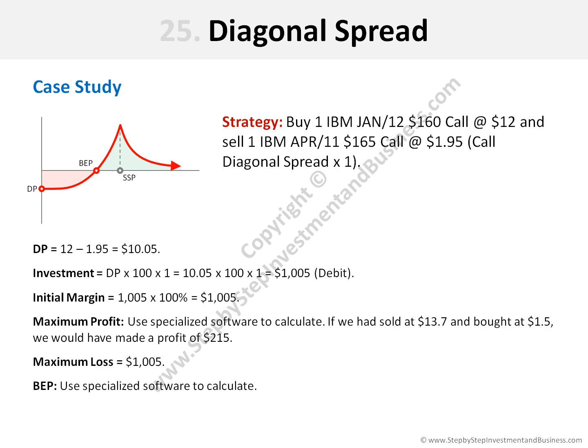The maximum profit we can make must be calculated by using specialized software. If we had sold at 13.7 and bought at 1.5, we would have made a profit of $215. On the other hand, the maximum loss that we are exposed to is equal to $1,005, that is, the total debit paid. Regarding the break-even point, we must also use specialized software for calculation.